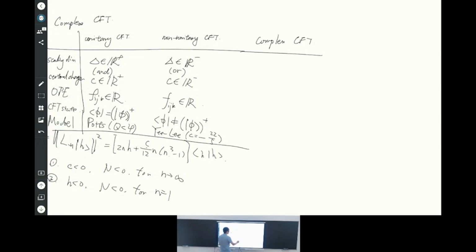And the so-called complex CFT means that what we want to do here is just to extend this definition of the conformal data to the complex plane. That is, in this case, we allow the scaling dimension to take complex values, the central charge to be complex, and the definition of the OPE coefficient becomes complex. And unlike the unitary CFT, here the left state and the right state are not the same state anymore. They are two different states.